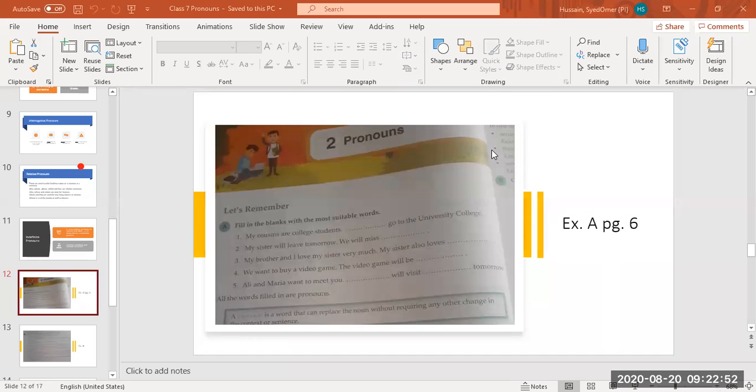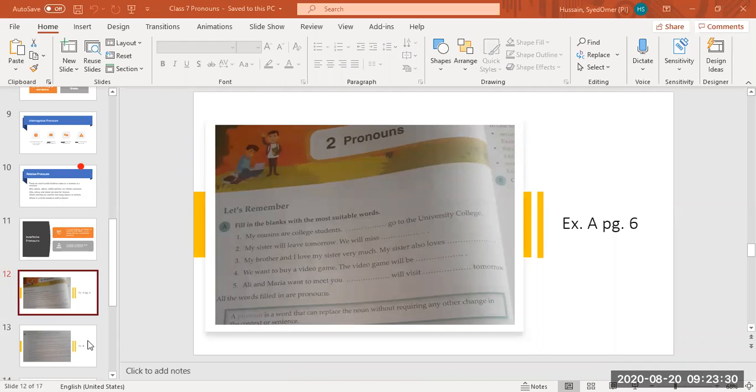Number fourth. Yes, who will do number fourth? Yes, Musaf. We want to buy a video game. The video game will be ours. Ours. Okay. The next, do also the next one. Musaf. Ali and Maria want to meet you dash they will visit dash tomorrow. They will visit you tomorrow. Correct.